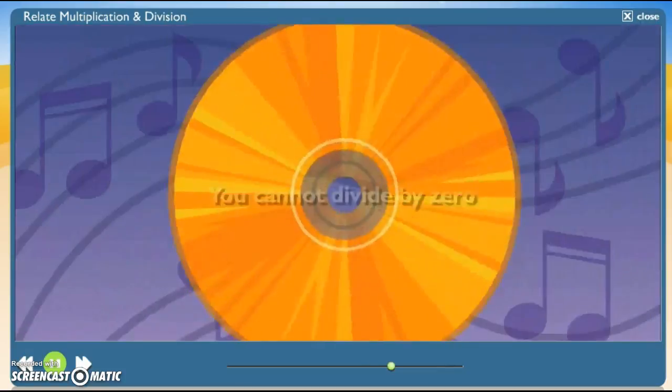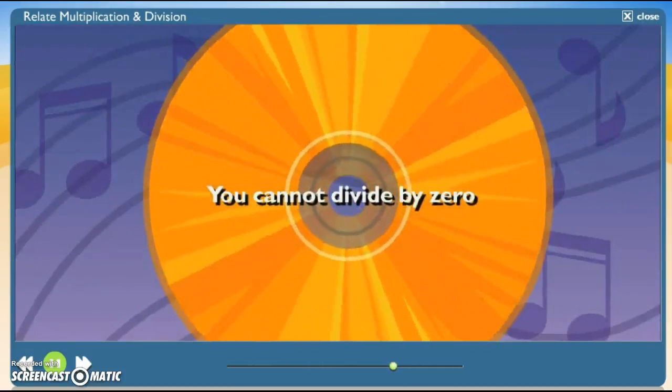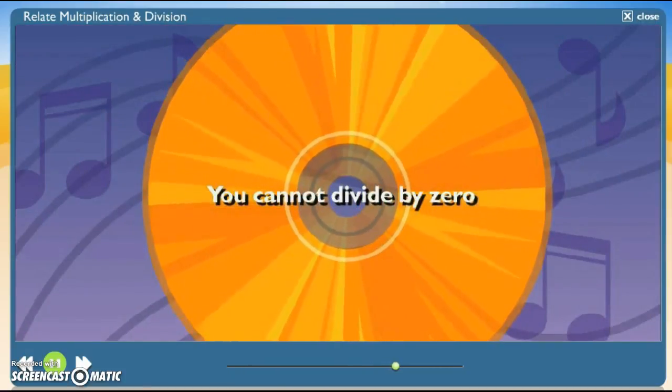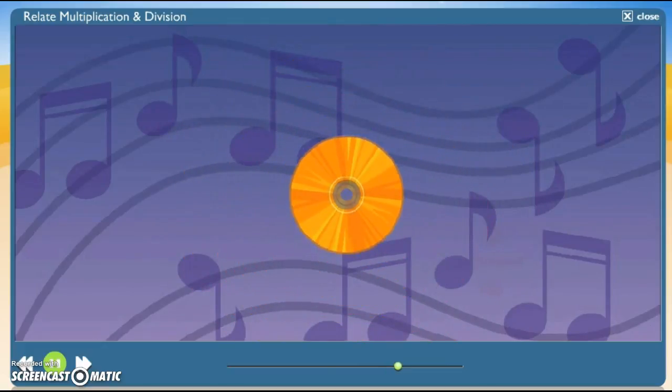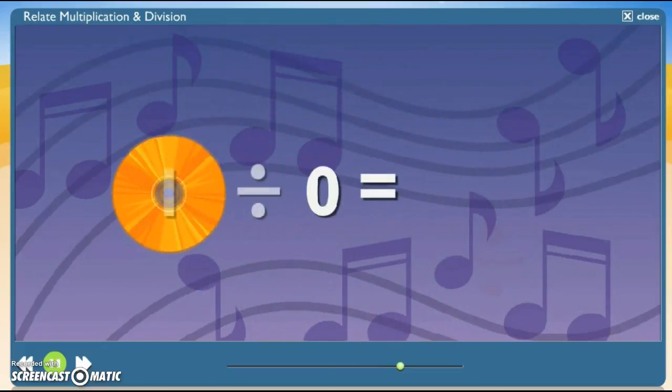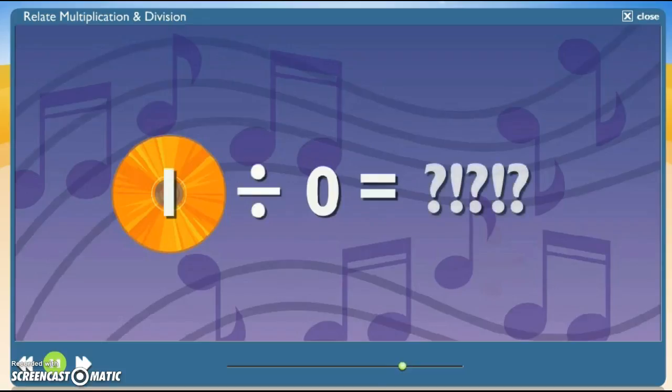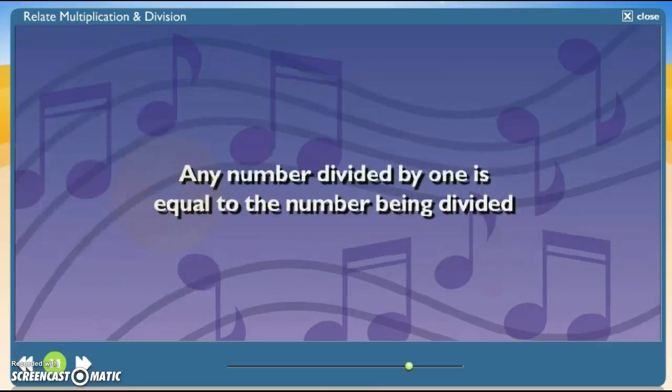Okay, remember 2 things. You can't divide by 0. Why not? RJ, think about it. When you divide something, you're splitting it up, right? If you split something 0 times, you're not doing anything. To divide, you need to split things up at least once. Okay, that makes sense.